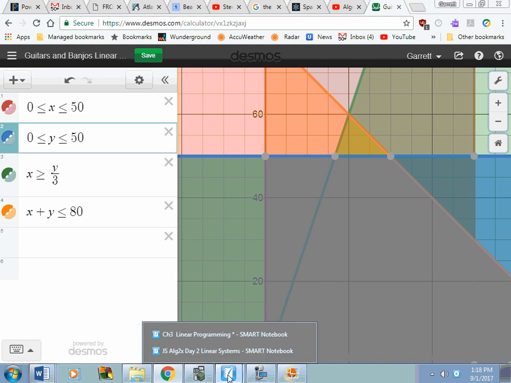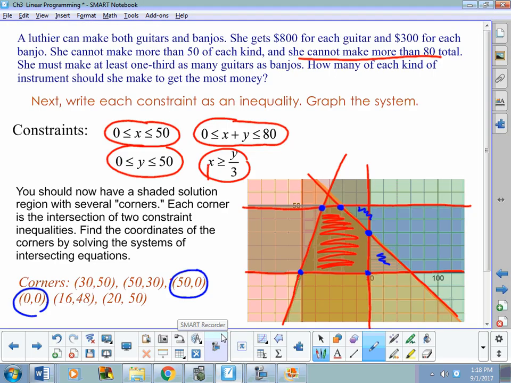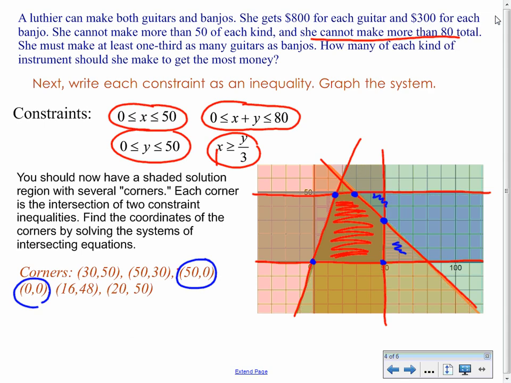And because it's a real life problem, we have to use the actual integer value. So 16, 48 was there. 30, 50, 50, 30. And this 20, 50, that was another integer value I got. So I got 16, 48 kind of here, and I got 20, 50 over there. Both of those were the closest integer values to that corner, which was not an integer. All right. So those outskirts of the shaded solution area are potential answers.